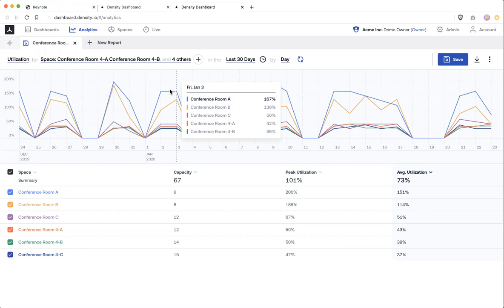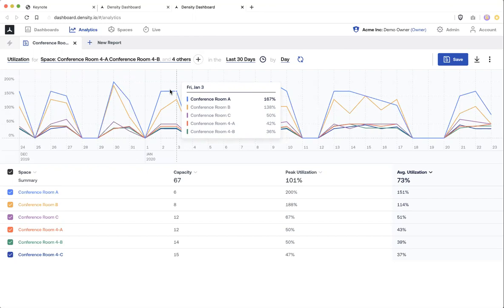I think one's in Dallas and some are in New York. Some conference rooms are overutilized, 167% at peak. Some are underutilized, peaking at just 1/3 of their expected capacity. This is the type of insight we look for across our portfolio to give insight to drive those business decisions.